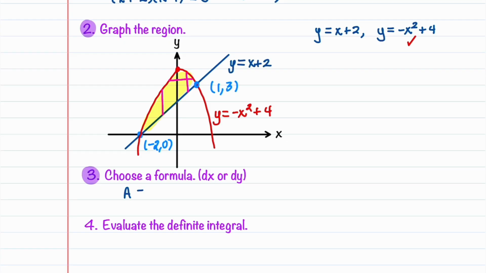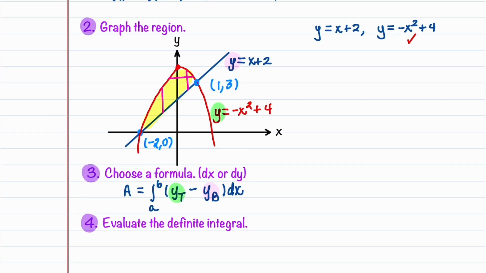Our area is the integral from a to b, the curve on the top, y sub t, minus the curve on the bottom, y sub b, dx. Our curve on the top is our parabola, and our curve on the bottom is our straight line. Let's now set up and evaluate our integral.